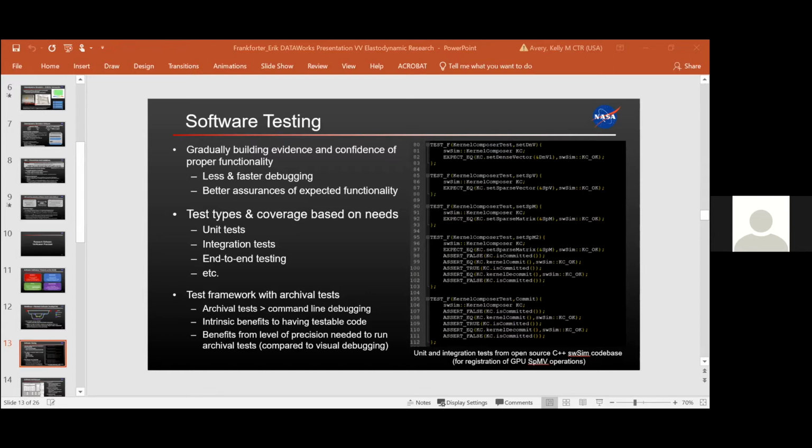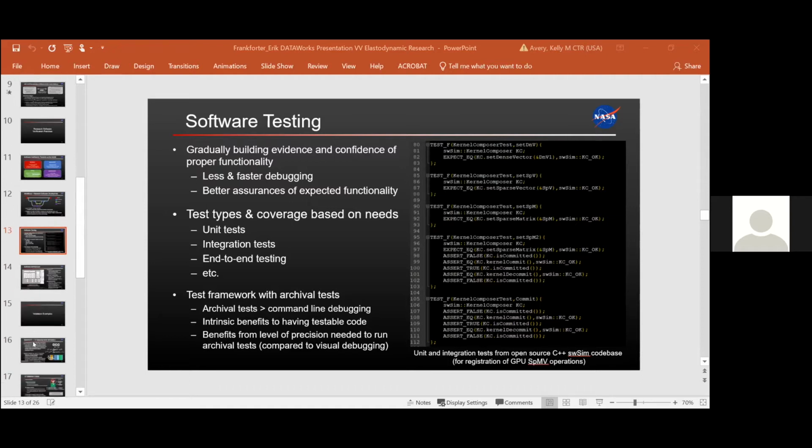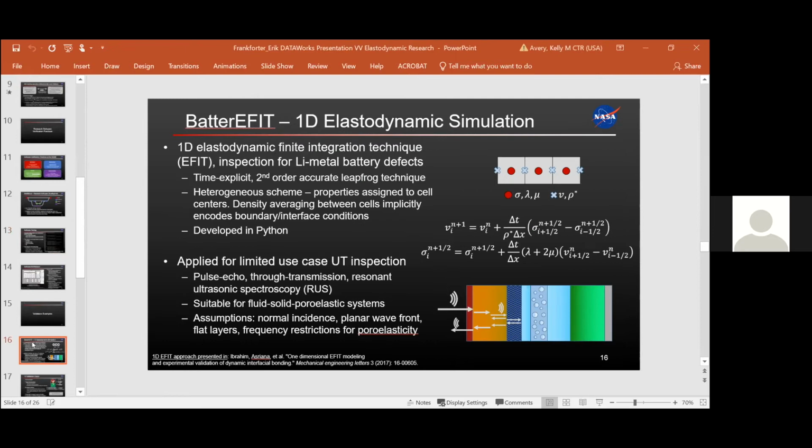So let's go ahead and skip to slide 15, please. Or actually 16 here. I wanted to start with the validation practices, a simple case, because I think it encapsulates a lot of good lessons that we have learned. I would call this BatteryFIT, which is a bit tongue-in-cheek for the name. It's the elastodynamic finite integration technique applied for lithium metal battery applications. So we made a portmanteau of the two and the name stuck.